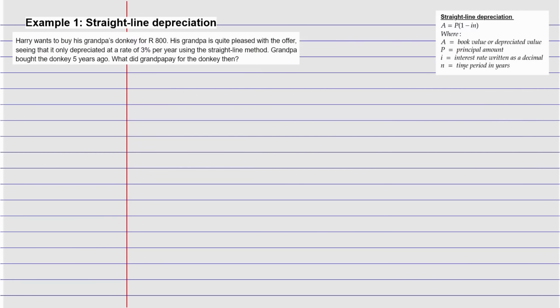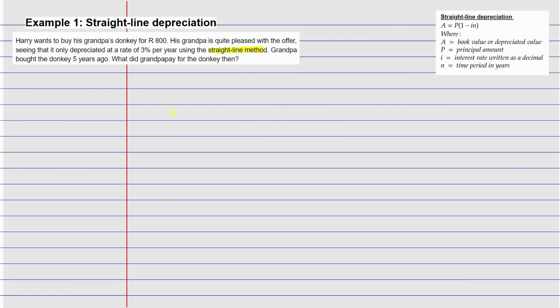So with that said, let's do our first example, right? This one is using a straight line depreciation. It says Harry wants to buy his grandpa a donkey for 800. His grandpa is quite pleased with the offer, seeing that it only depreciated at the rate of 3% per year using a straight line. Very important here, they say using what? Using a straight line method, right? Grandpa bought the donkey 5 years ago. What did Grandpa pay for the donkey then?